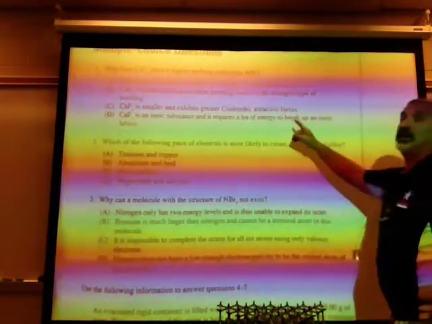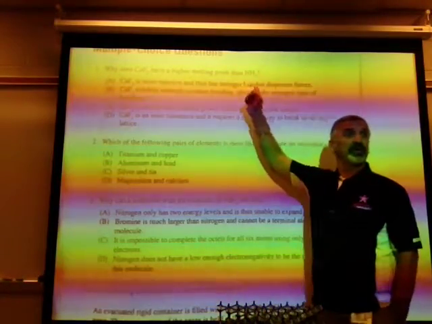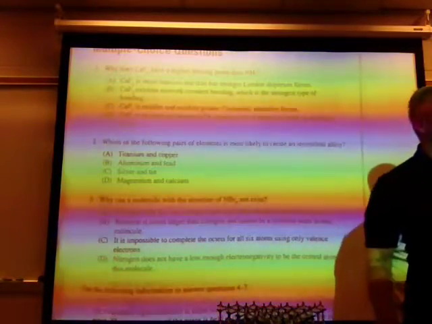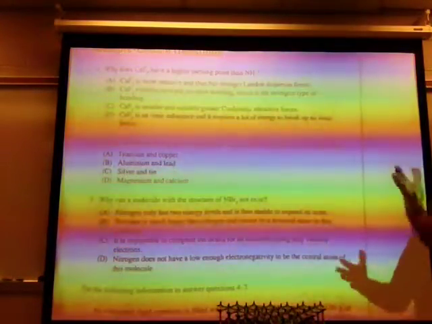CaF2 is an ionic substance, and it requires a lot of energy to break up an ionic lattice. And that's compared to ammonia having to break the weak IMFs. Even though it's got hydrogen bonds, it's still way weaker than an ionic bond. So that's a key factor.